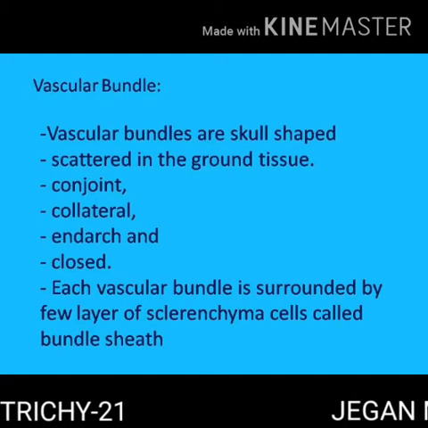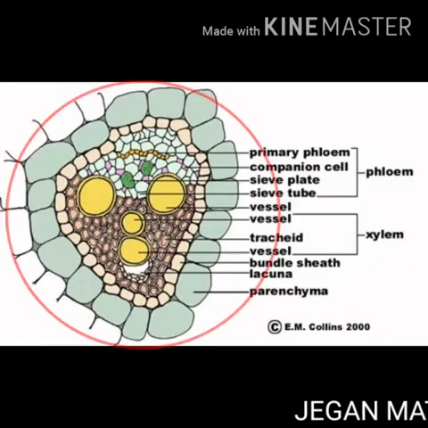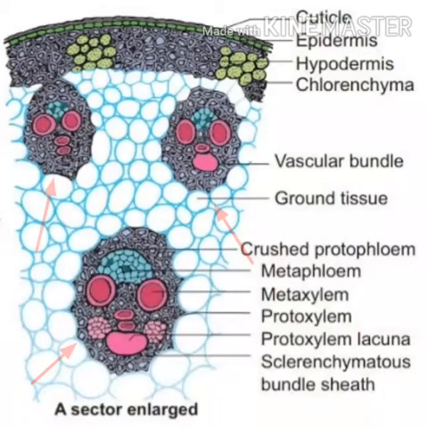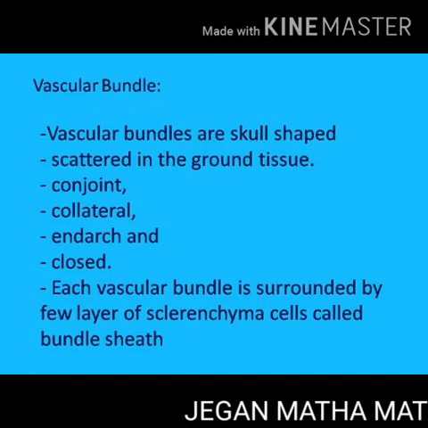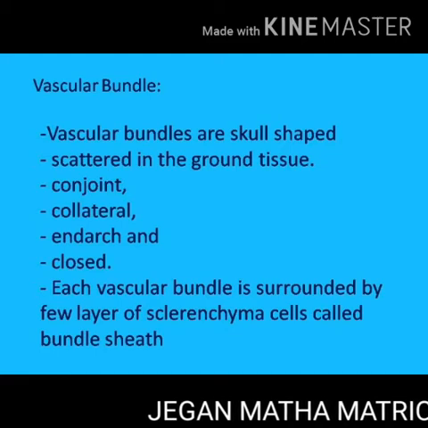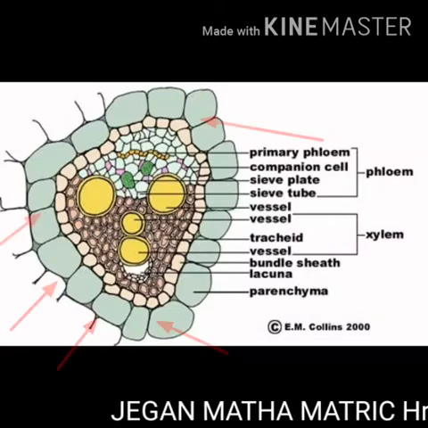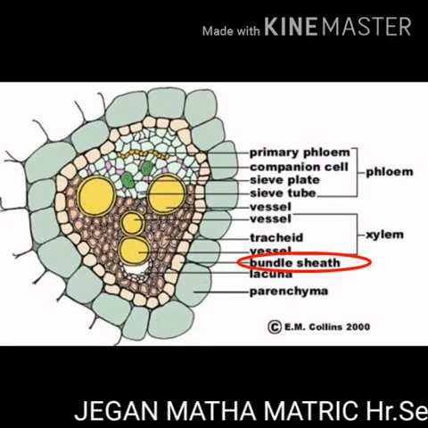Vascular bundle. Vascular bundles are skull shaped and scattered in the ground tissue. Scattered means the vascular bundles are present here and there, not in a ring shape. Vascular bundles are conjoint, collateral, endarch and closed. Each vascular bundle is surrounded by a few layers of sclerenchyma cells called the bundle sheath.